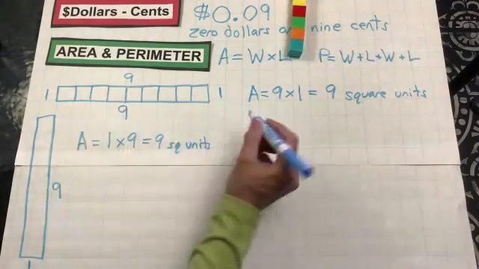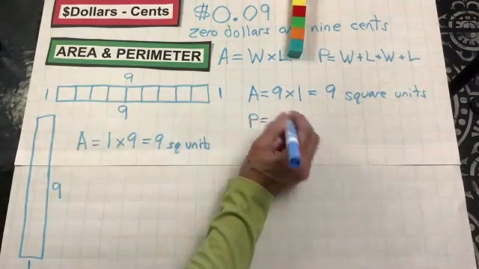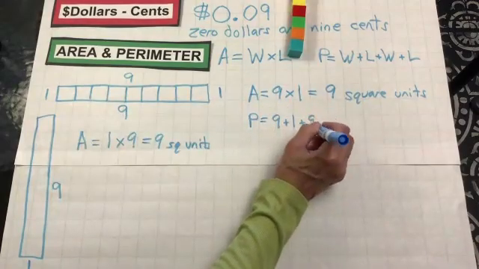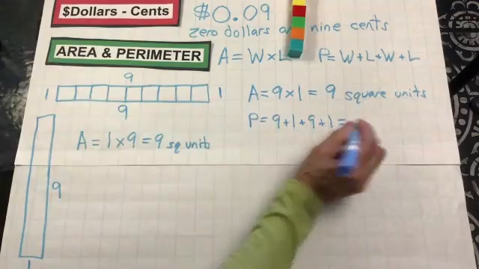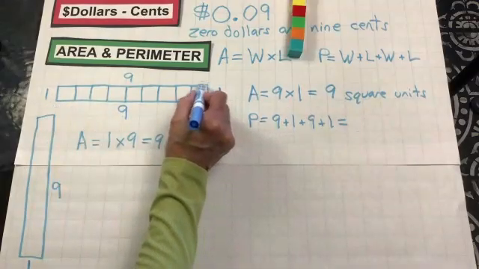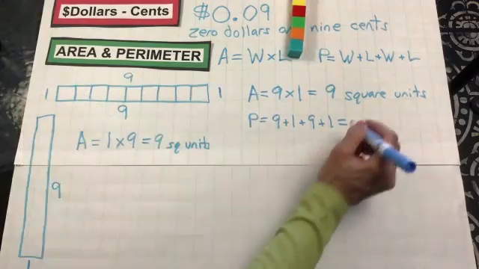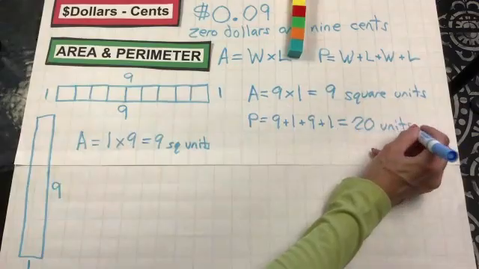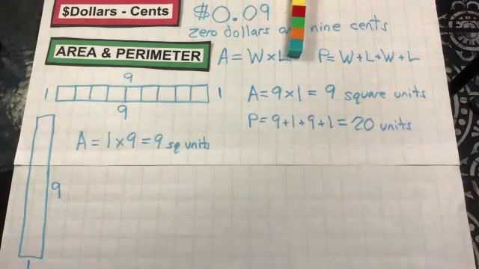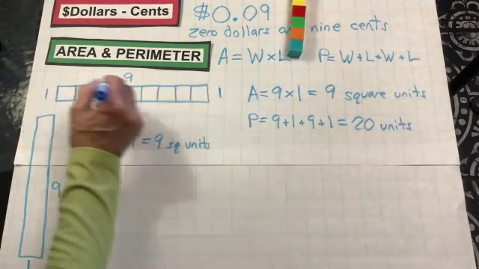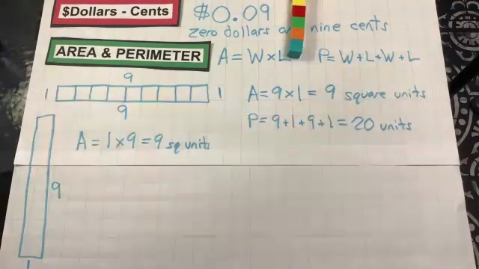So let's go back up here and let's do perimeter. So we want 9 plus 1 plus 9 plus 1. So basically we're just measuring, adding this side to that side, to that side, to that side. So that would be 20 units. And it's not square units because it's linear. That means we're only going to do the line.